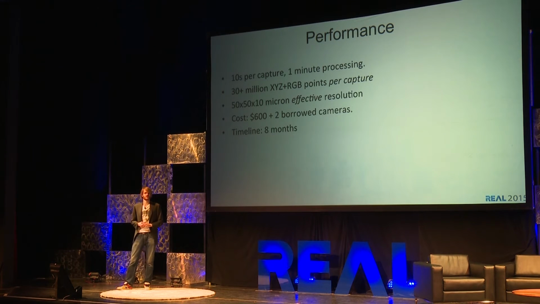This leaves us with usually 30 million points inside of the point cloud because the camera's at 36 million pixels. And the effective resolution, so not the sampled resolution, is then 50 by 50 by 10 microns. So it's very small. So it's around 500 dpi if you look at it in printing terms. The cost was only $600.